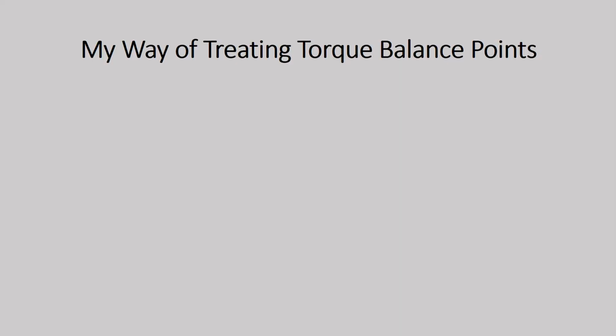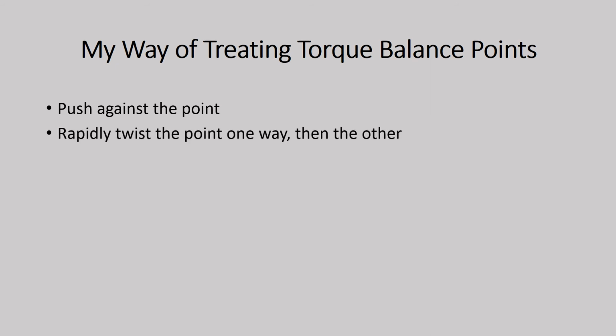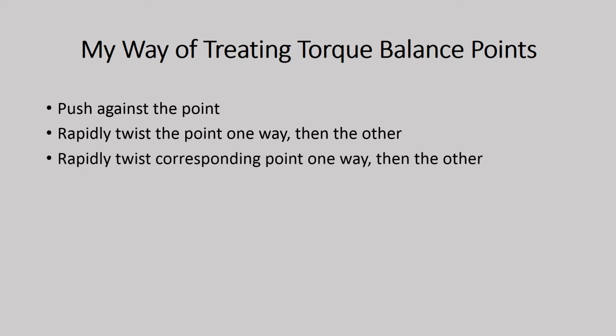Let me break that down for you. First, push against the point to engage the cube or cylinder. Then rapidly twist the point clockwise and counterclockwise. It doesn't matter which way you twist first. Then rapidly twist the corresponding point both directions.